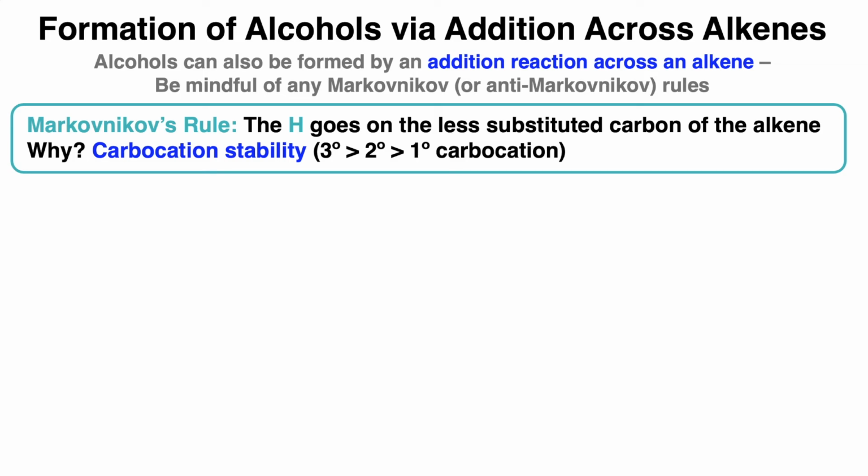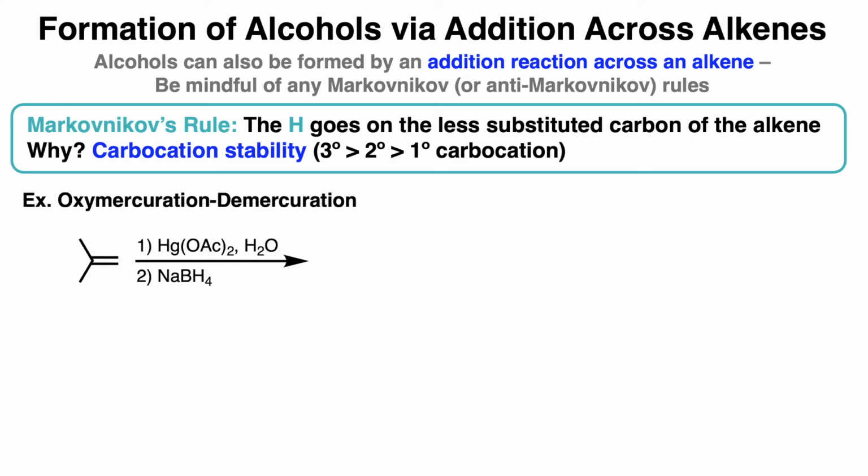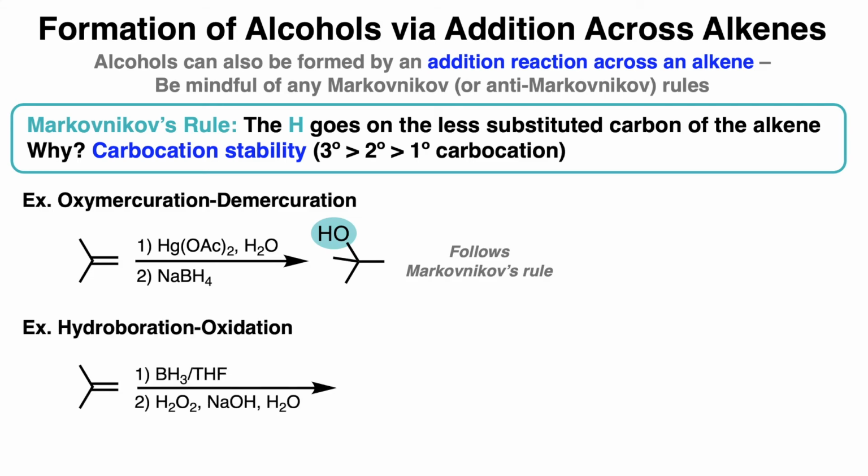Keep in mind that this reaction may have carbocation rearrangements if you can form a more stable carbocation. Two more addition reactions that can form alcohols are oxymercuration-demercuration and hydroboration-oxidation. Oxymercuration-demercuration follows Markovnikov's rule, where the alcohol is added to the more substituted side of the alkene, and hydroboration-oxidation follows anti-Markovnikov's rule, where the alcohol is added to the less substituted side of the alkene.